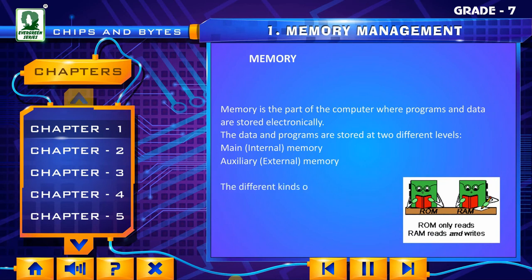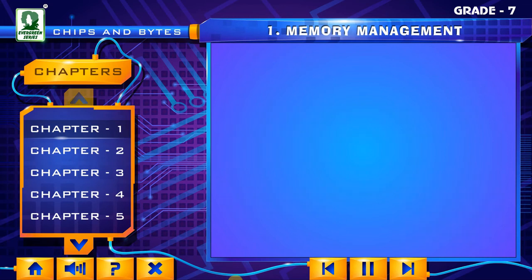The different kinds of main memory are RAM, random access memory, and ROM, read-only memory. ROM only reads, RAM reads and writes. Random access memory.